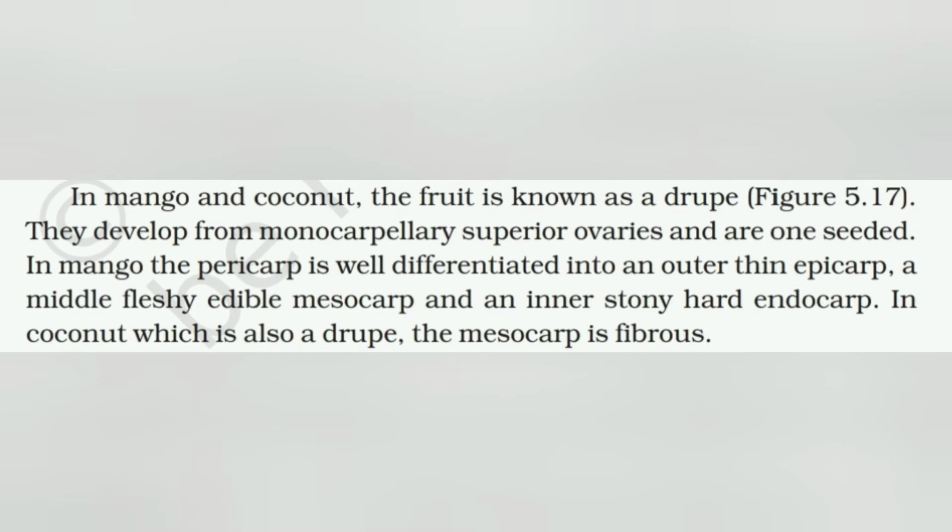In mango and coconut, the fruit is known as drupe because drupes have a stony endocarp. They develop from monocarpellary superior ovaries and are one-seeded. In mango, the pericarp is well differentiated into an outer thin epicarp, middle fleshy edible mesocarp, and inner stony hard endocarp. In coconut, which is also a drupe, the mesocarp is fibrous instead of fleshy.